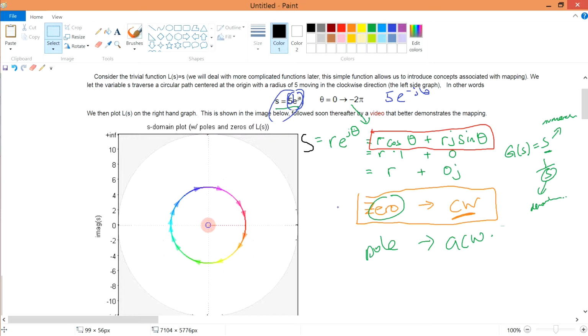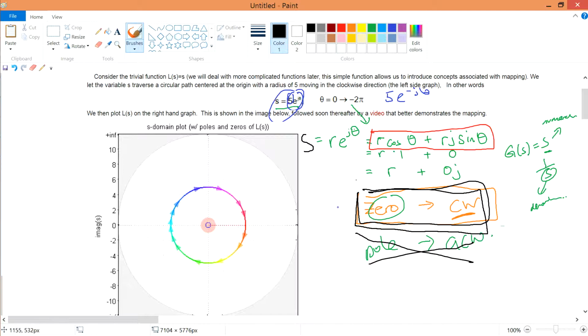In continuation of the previous video, I'll talk about the mapping of a zero, which is over here, which is what we have derived earlier. Let's not care about this one first. Let's talk about the zero first.